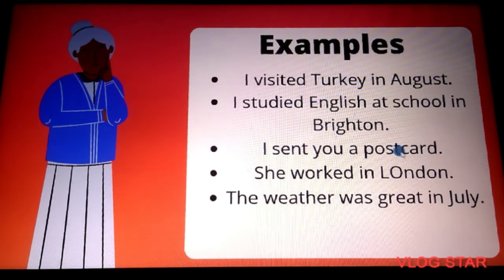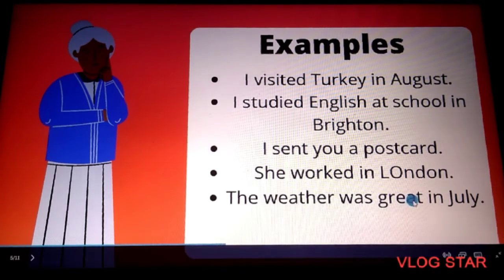I sent you a postcard. Send is an irregular verb, so the first form is send with a D at the end, but in the second form it is sent, and in the third one too, but of course we use just the second one. She walked in London. She walked, we just add ed.